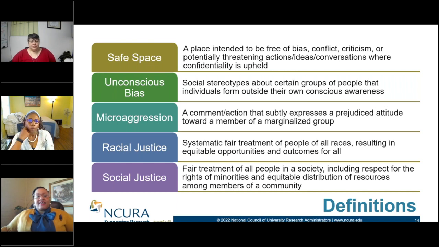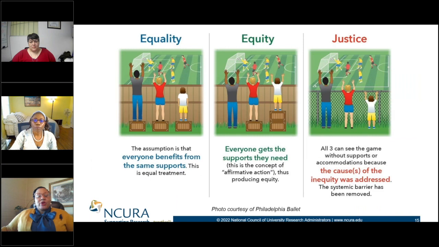And then there's social justice. That's the fair treatment of all people in a society, including respect for the rights of minorities and equitable distribution of resources among members of a community. And then we have three more definitions before I tie this in. Equality. We hear that a lot, but equality is when everyone benefits from the same support. Then there's equity, and equity is ensuring that everyone has the support that they need in order to be successful.